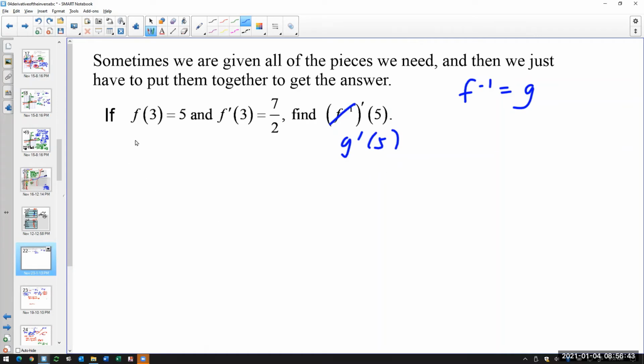Okay. All right. Then what we're going to do is we're going to say, I want to find g prime of 5. So I write it down. Then I write my formula. If f and g are inverses, which they are, because f and f of negative 1 are inverses, and g is f of negative 1, then this is equal to 1 over f prime at some number. Okay, and this is just the formula on my formula sheet. All I did was write the formula.